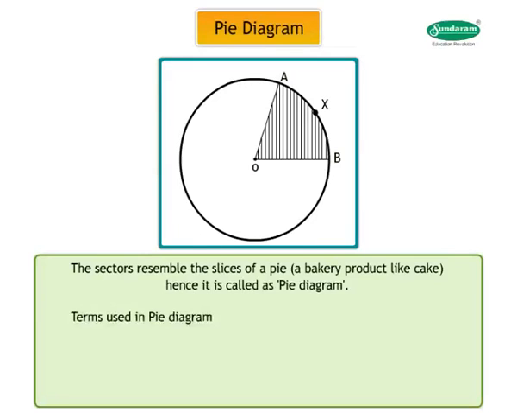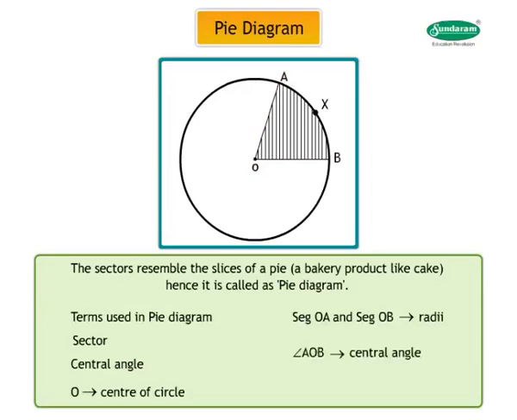The terms used in pie diagram are sector and central angle. In this figure, O is the center of circle. The line segments OA and OB are the radii. The angle AOB is the central angle and the shaded region OAXB in the circle is the sector.